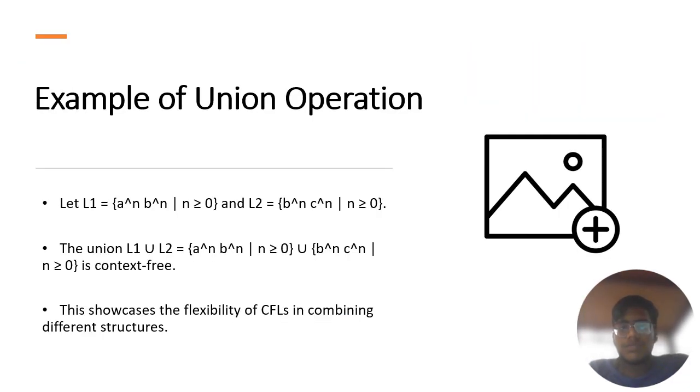Example of union operation to understand the function. Let L1 be a to the power of n, b to the power of n, where n is greater than or equal to 0, and let L2 be b to the power of n, c to the power of n, where n is greater than or equal to 0. The union L1 ∪ L2 shows that the union of a^n b^n with b^n c^n is context-free. This shows the flexibility of CFLs in combining different structures.